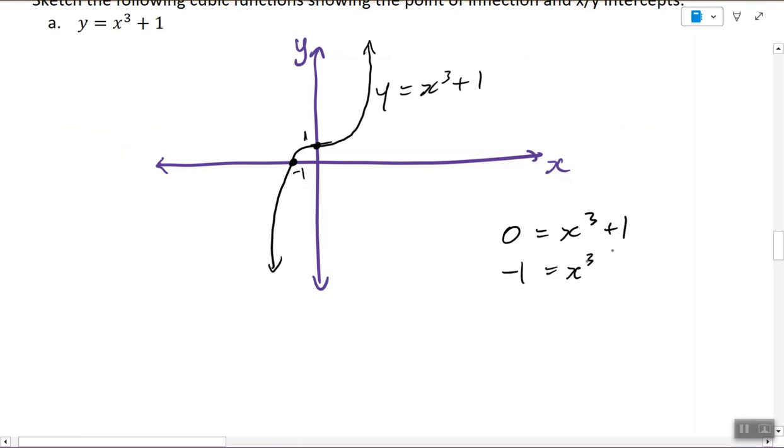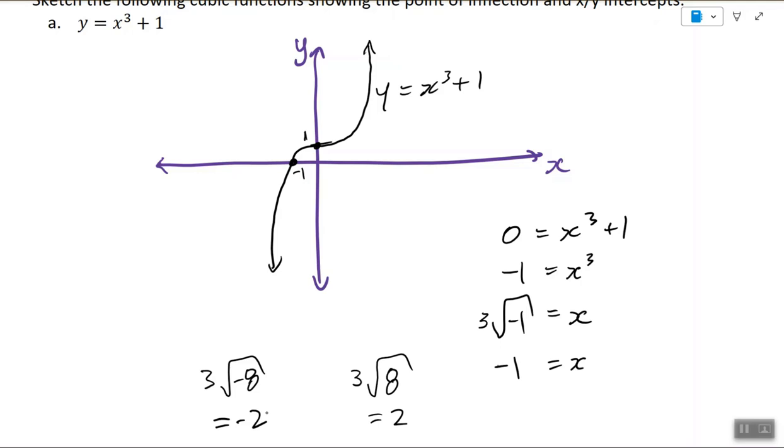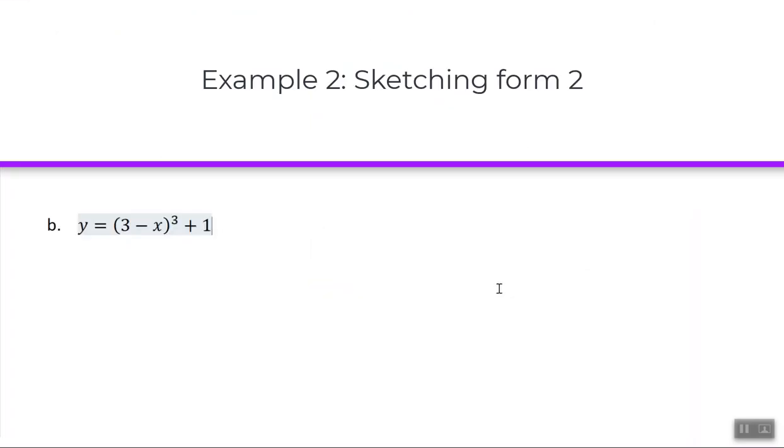I need to get rid of the 3, so I do the cube root on both sides. The cube root of -1 is -1. Okay, so this one's tricky. What form is this? The inflection point form.